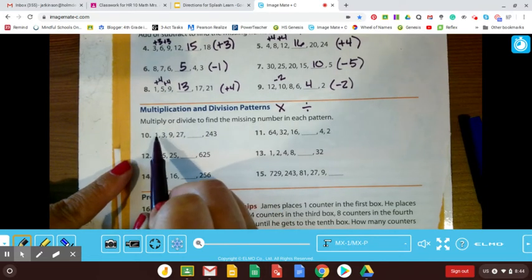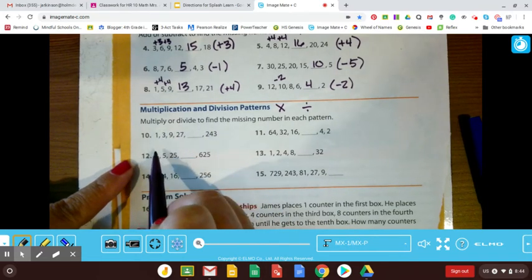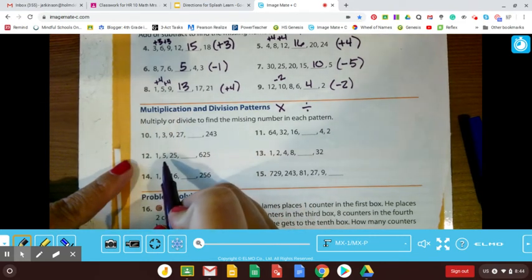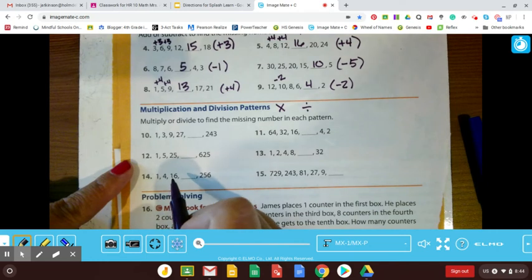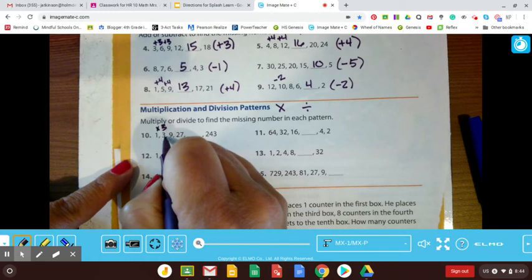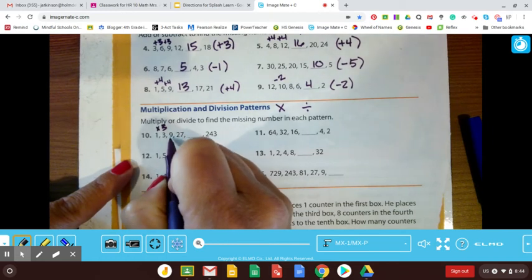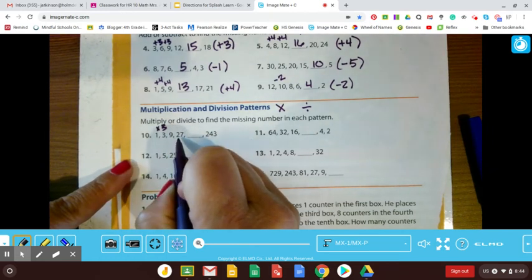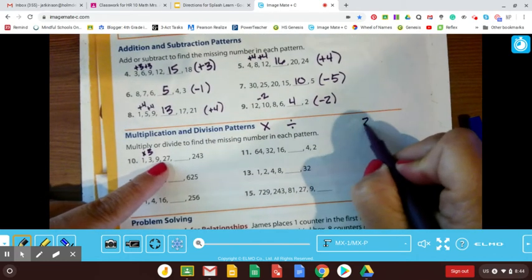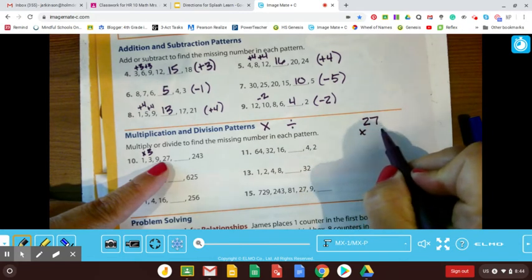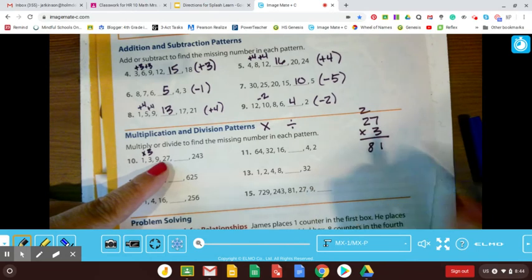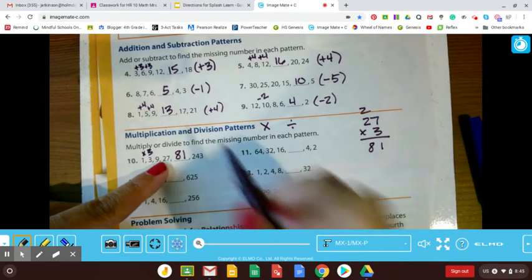So we're going 1. How do we go from a 1 to a 3? And then a 3 to a 9? I know I'm multiplying. I'm not adding here because it tells me I'm multiplying. So I think it's multiply by 3, right? 1 times 3 is 3. 3 times 3 is 9. 9 times 3 is 27. And then what would 27 times 3 be? Well, you might actually have to do a little math to the side because you might not know that off the top of your head. And I get 81. So 81 is my answer.